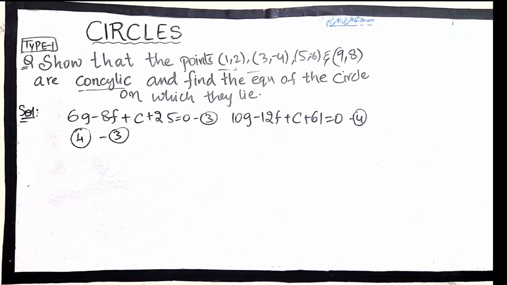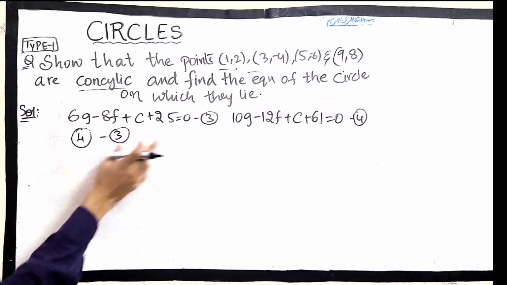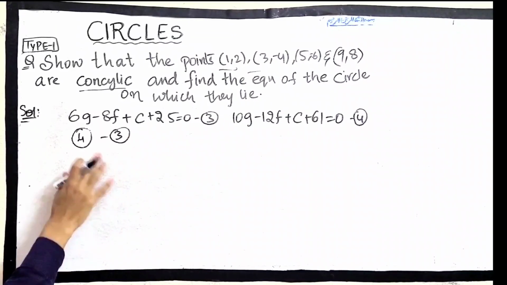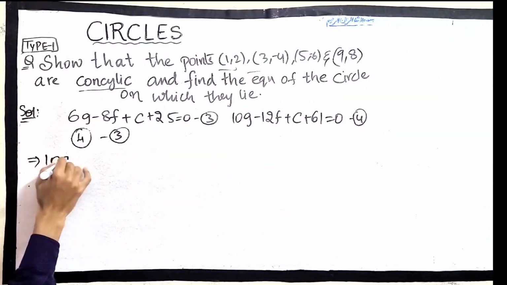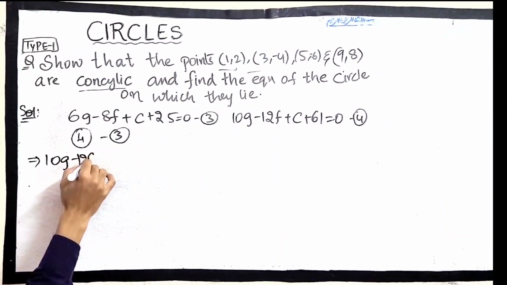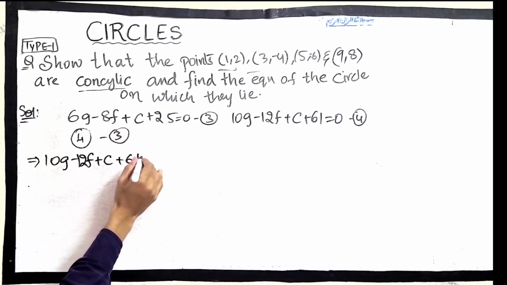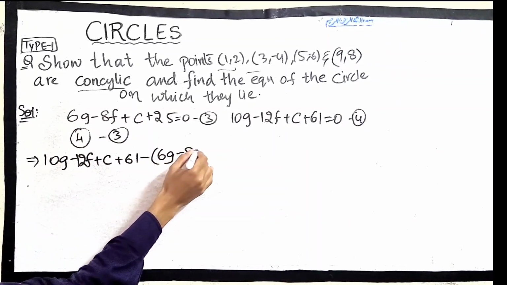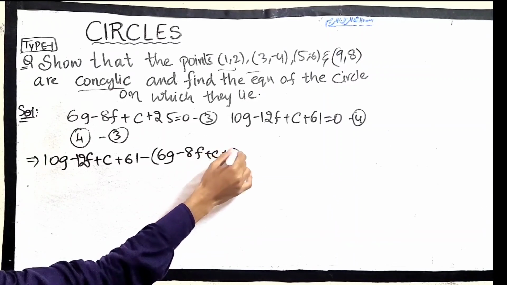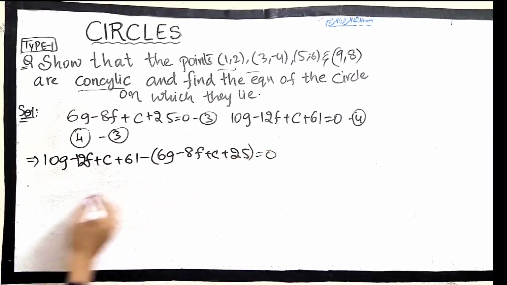So in the first step, we'll be reducing equation 4 minus equation 3, which means you are subtracting equation 4 minus 3, then 3 minus 2. So what is the equation 4? Just write it down here. 10g minus 12f plus c plus 61, which is your equation 4, minus, you need to multiply each term with that minus. So I'll be writing minus 8f plus c plus 25. This is your equation 3, which is equal to 0 here.